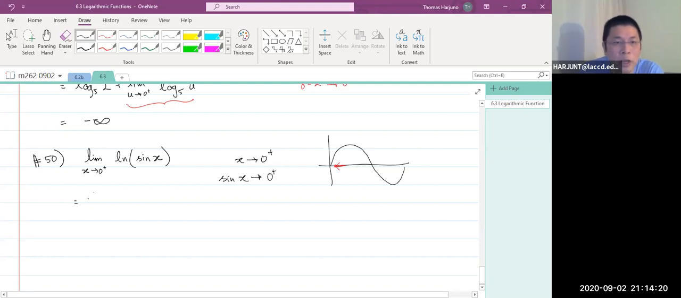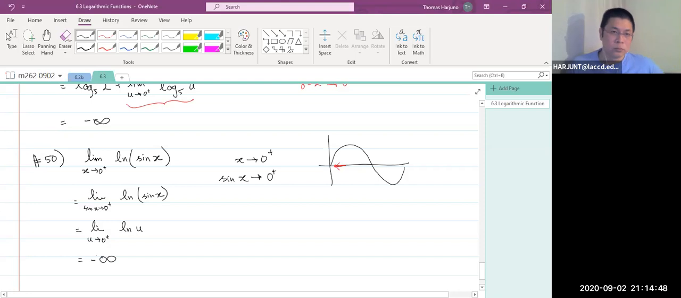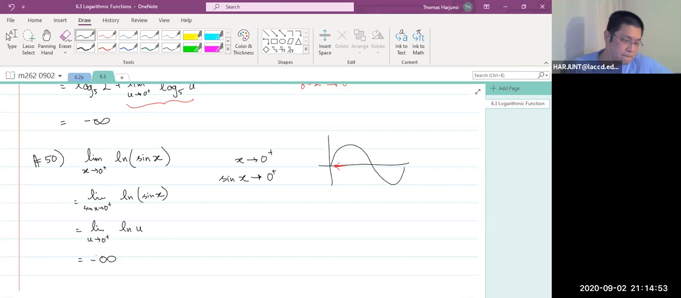So in other words, you can now write it this way. This is the limit as sine x approaches 0 from the positive side of natural log of sine x. You don't need this last step, but just to show you what actually happened, this will be negative infinity. Okay.